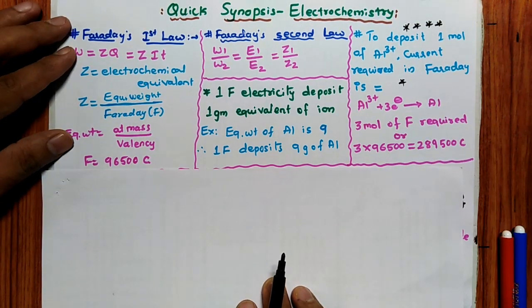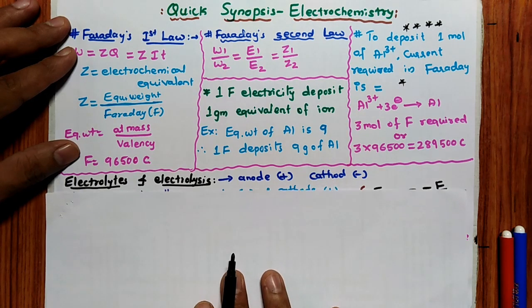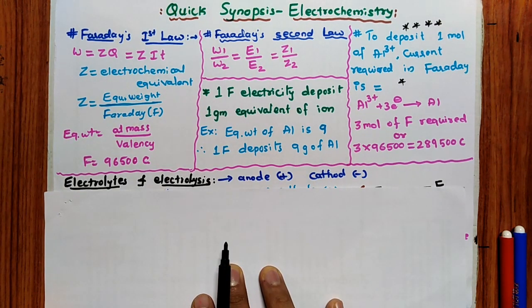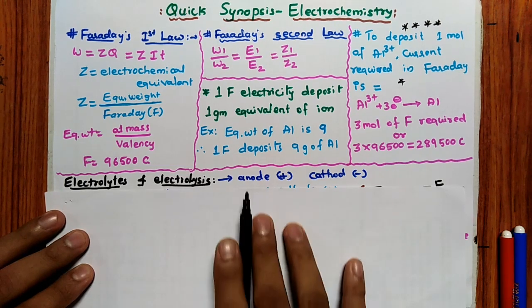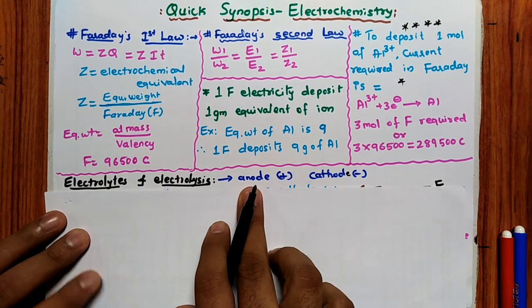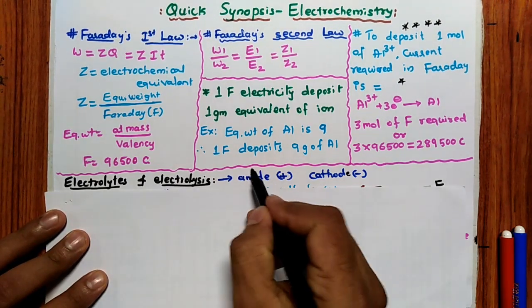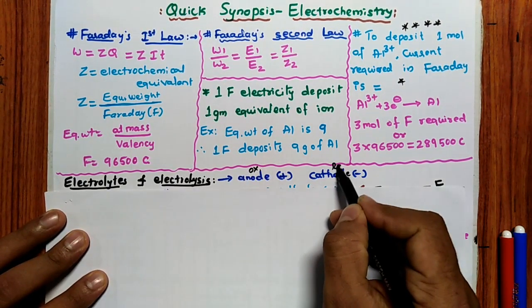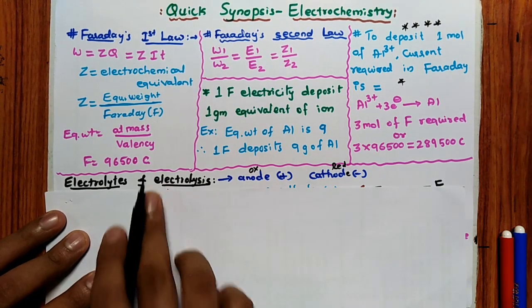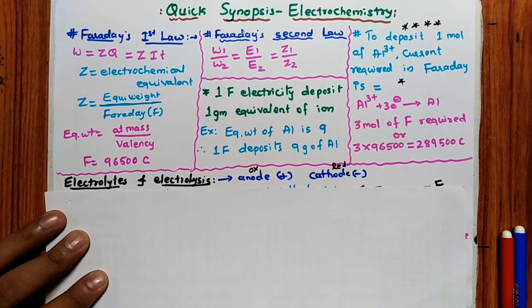So this is about Faraday's first law and second law. Then we'll move to electrolytes and electrolysis. In electrolytic cells or electrolysis, remember one thing: anode is positive, cathode is negative. Oxidation takes place at the anode, reduction takes place at the cathode. There is no change. In a normal electrolytic cell, anode is positive, cathode is negative.